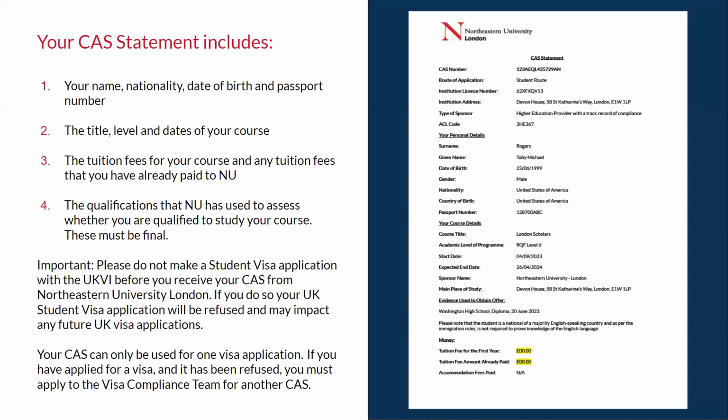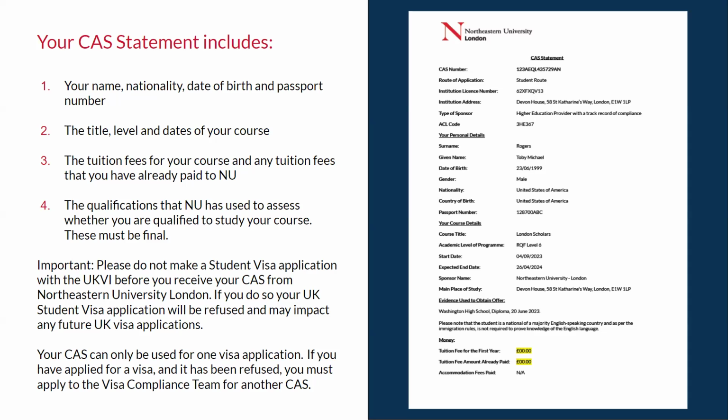Here on the right is an example of a CAS statement. Your CAS statement will include your name, nationality, date of birth, and passport number. It will also include the title, level, and dates of your course, the tuition fees for your course, and any tuition fees that you have already paid to NU. You can see this in the money section at the bottom of the statement. It will also include the qualification that NU has used to assess whether you have qualified to study your course. These must be final. You will not be able to obtain a CAS until you have completed your qualification. For example, we cannot issue a CAS until you have completed your high school diploma.